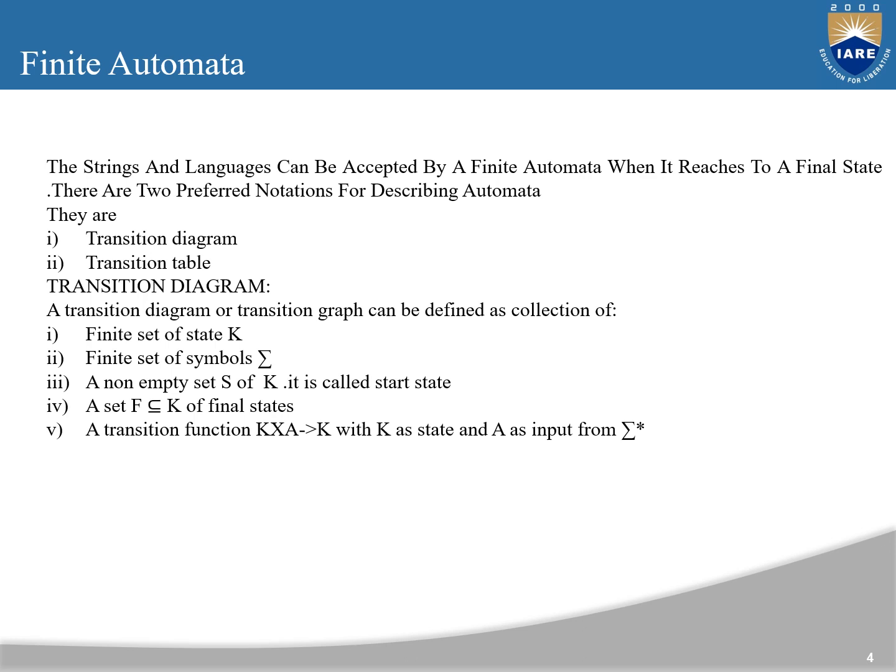There are two preferred notations for describing automata. They are transition diagram and transition table. Transition diagram. A transition diagram or transition graph can be defined as a collection of a finite set of states K, a finite set of symbols Σ, a non-empty set S of K called the start state, a set F that belongs to K of final states, and a transition function K × Σ → K, with K as state and a as input from Σ*.